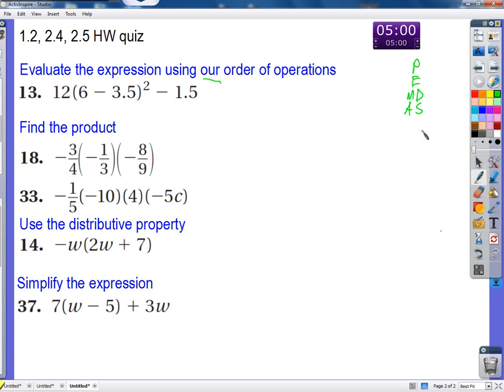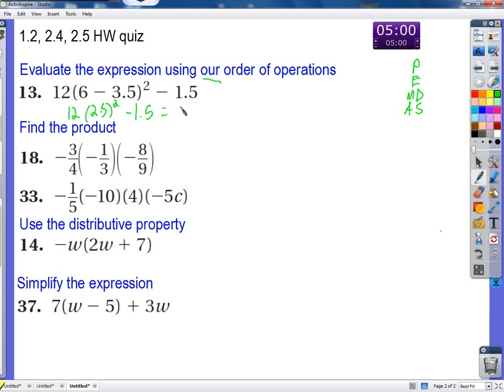So according to that, what is the first thing we would do? Parentheses. So what's in the parentheses is 6 minus 3.5. What's 6 minus 3.5? 2.5. Okay, so now we've rewritten it. We can combine the things that are in the parentheses. All right, any more parentheses? Yeah, kind of. Do we really need to write these parentheses? No, but they work fine. There's a number and I want to square it. So we've got exponents next. What does that mean we're going to do?